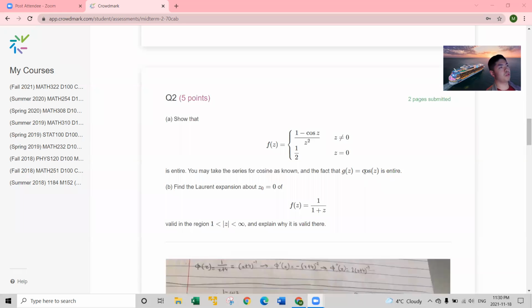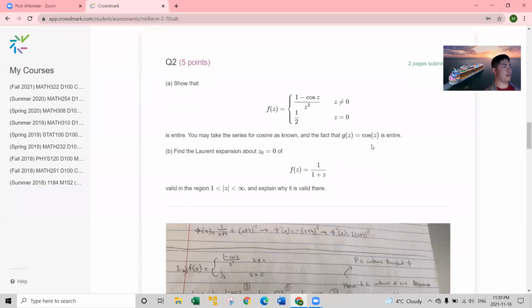So don't go plugging in cos of x plus iy and then trying to use the Cauchy-Riemann equations. They're just telling you that g of z equals cos z is entire. And part B, find the Laurent expansion about z naught equals 0 of f of z equals 1 over 1 plus z valid in the region this, and explain why it is valid there. Okay, so let's do them separately. Part A, first of all.